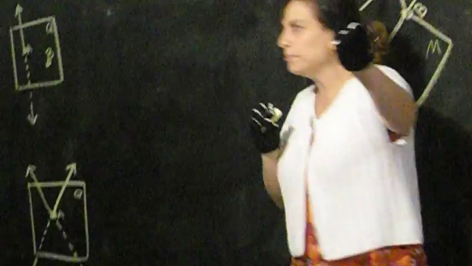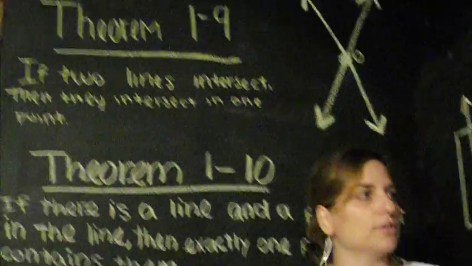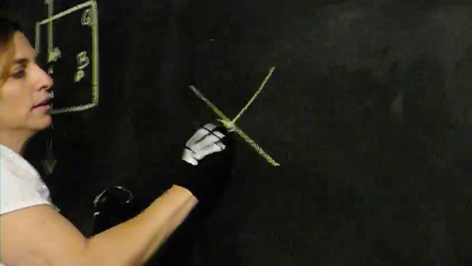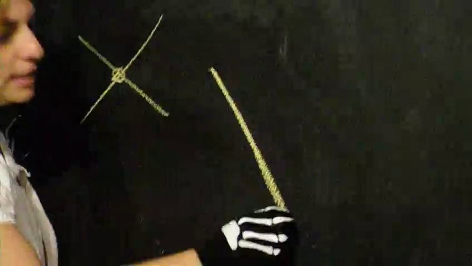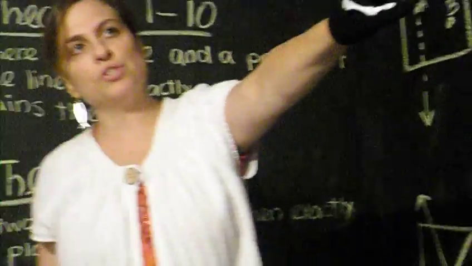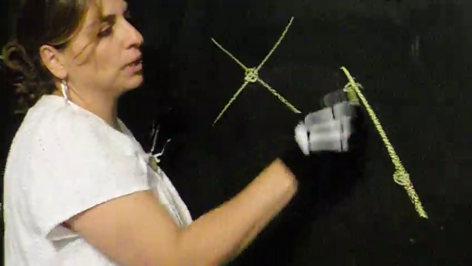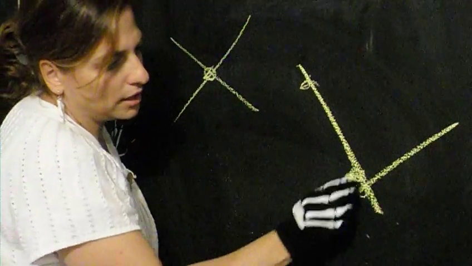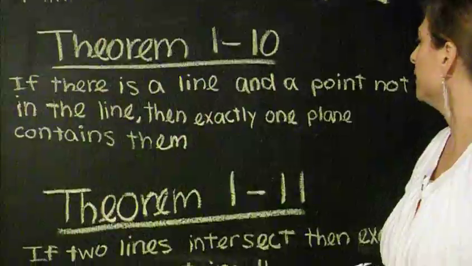All right, we got 3 more theorems over here. Theorem 1-9. If 2 lines intersect, then they intersect in 1 point. Any 2 lines are going to intersect in 1 point. Just like that. So if I went like that, and then I went like that again, we could say the lines intersect in each other, but we've already said by that postulate over there that only 1 line intersects in 2 points. So if 2 lines are going to intersect, no matter where they are, it would be right there.